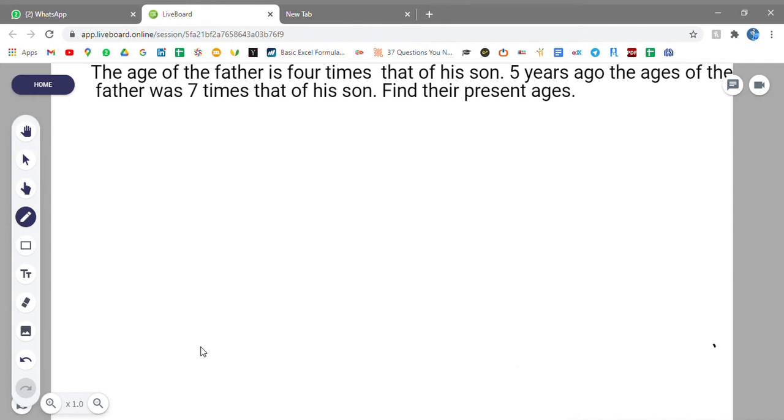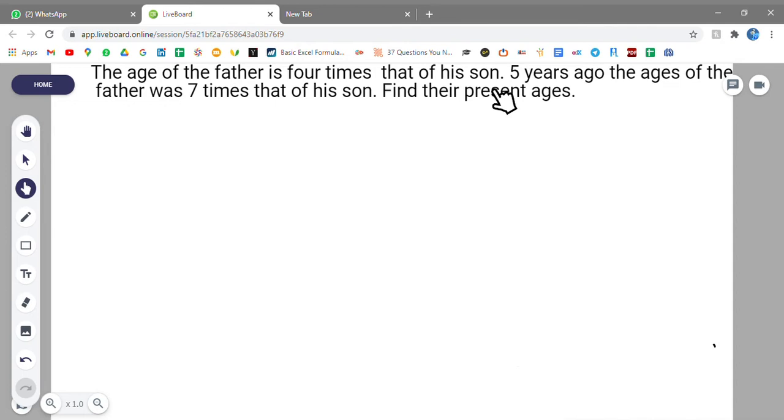The next problem is: the age of the father is 4 times that of his son. Again, these are age related problems. Then 5 years ago, the age of the father was 7 times that of his son. This is the second part of the problem. We are supposed to find the present age of father as well as son. Let's read the question once again. The age of father is 4 times that of his son.